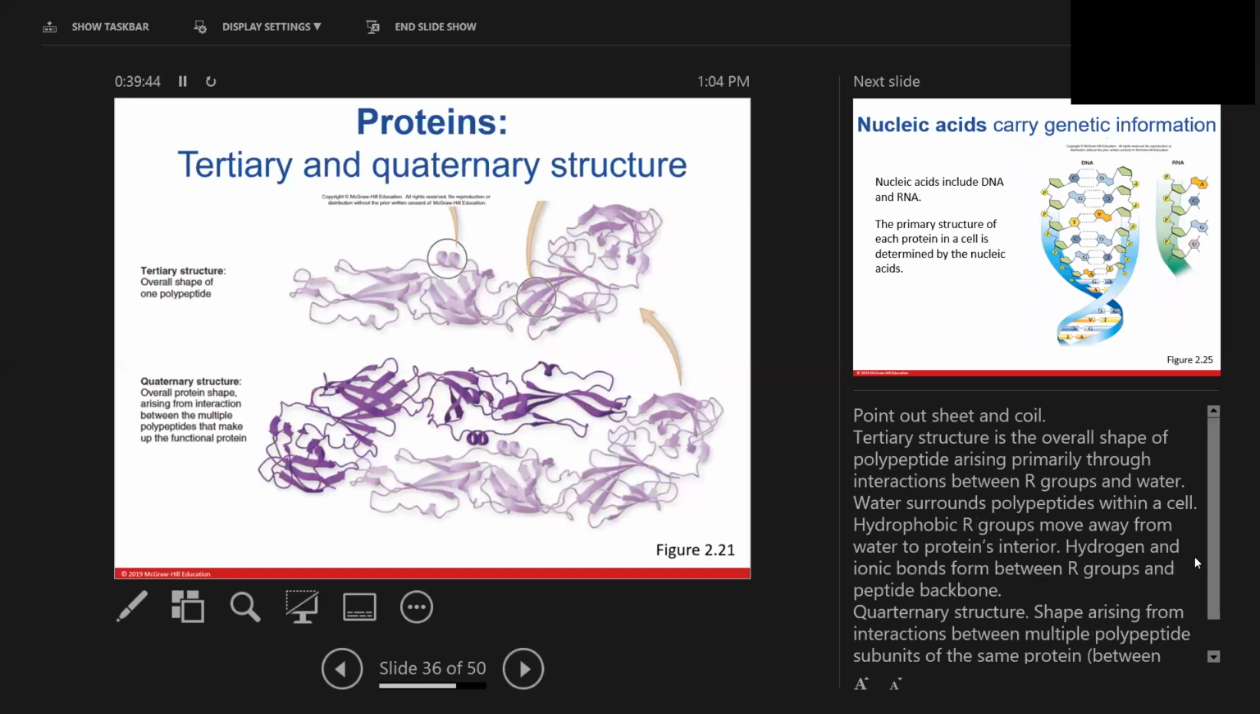But this is where that tertiary and quaternary structure comes from. We're taking massive... little slight differences in these amino acids, which is kind of cool if you think about it.